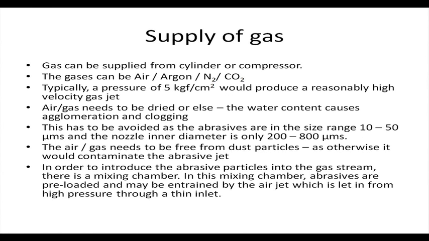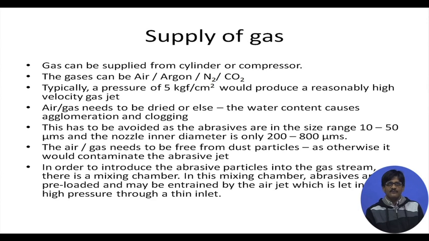So, supply of gas. Gas can be supplied from a cylinder or compressor, and the gases can be air, argon, nitrogen, carbon dioxide, but not generally oxygen, because oxygen may create a condition of burning, and fire hazards and other things can occur. And what will be the pressure like? The pressure can be typically 5 kg per centimeter square, which is good enough for creating a reasonably high velocity of gas jet.